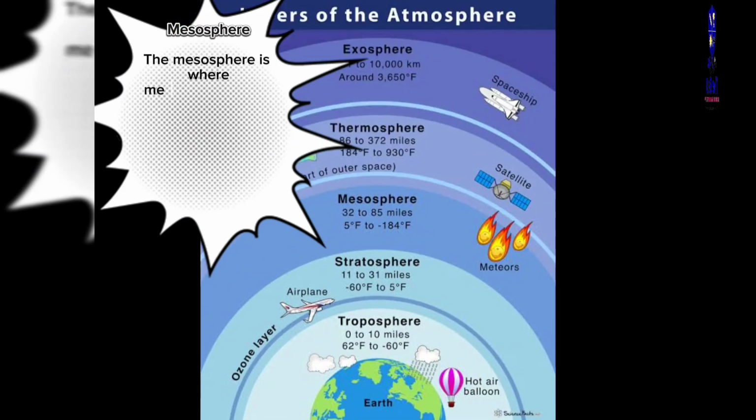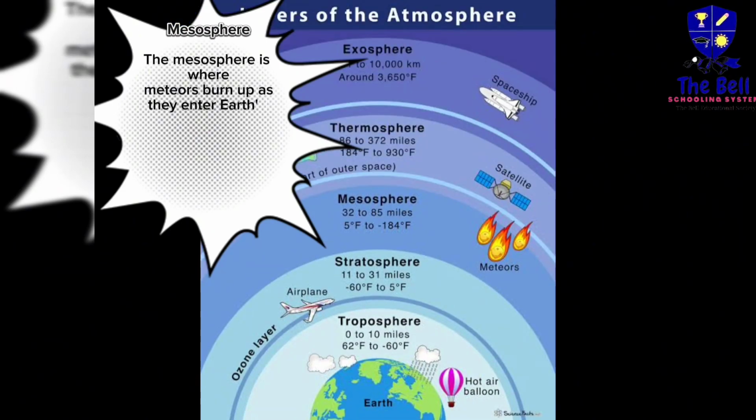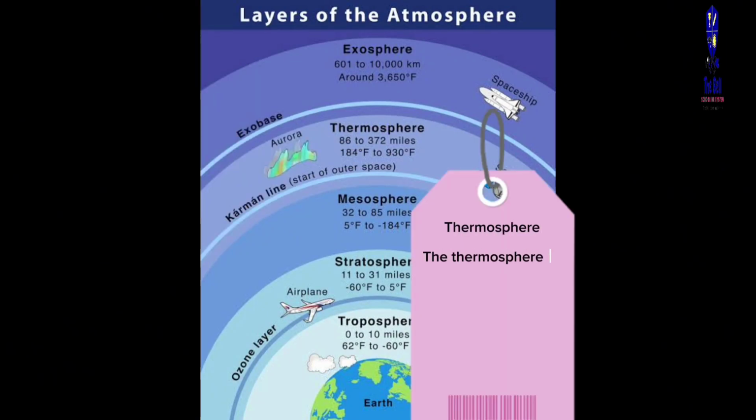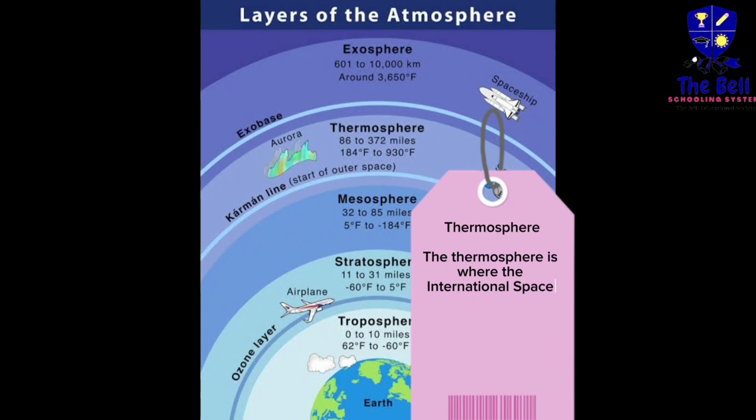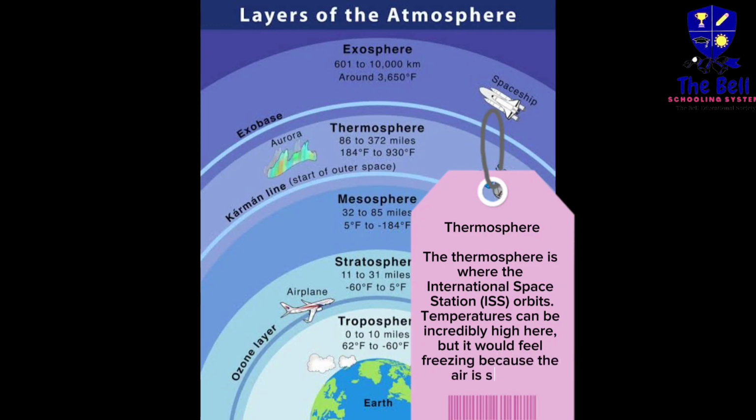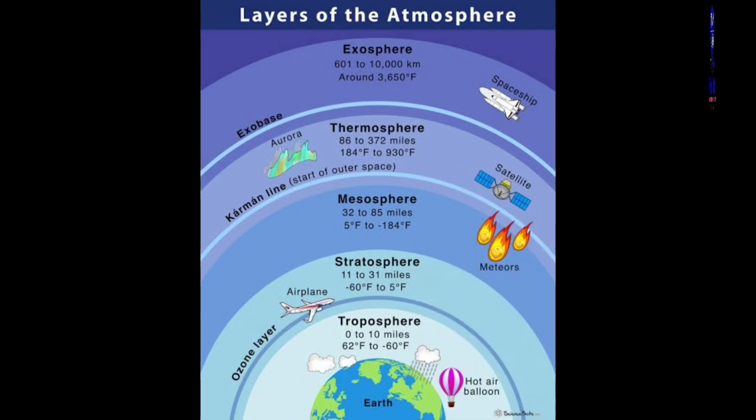Mesosphere. The mesosphere is where meteors burn up as they enter Earth's atmosphere. It's the coldest layer and can reach temperatures as low as -90 Celsius, 130 F. Thermosphere. The thermosphere is where the International Space Station, ISS, orbits. Temperatures can be incredibly high here, but it would feel freezing because the air is so thin.